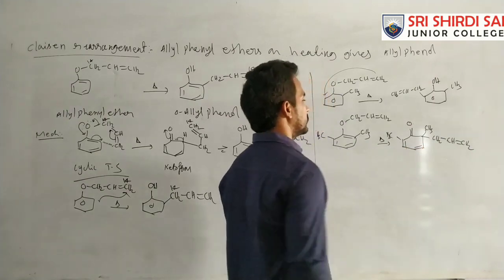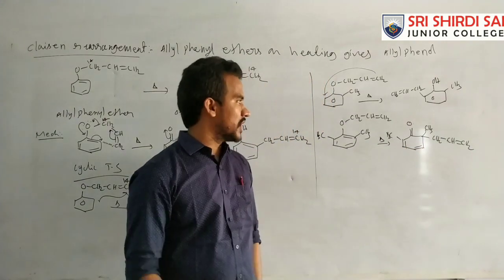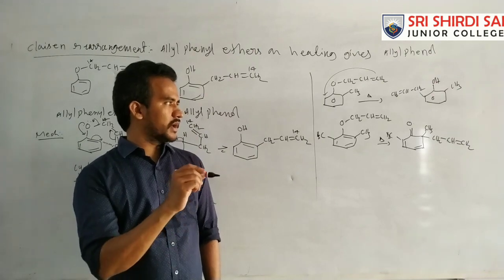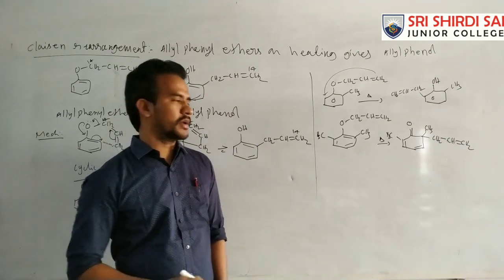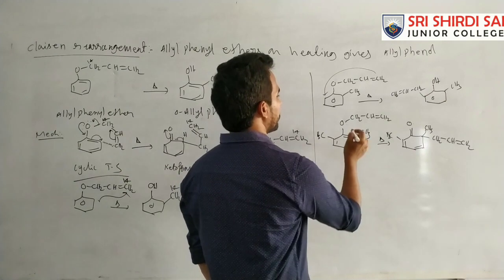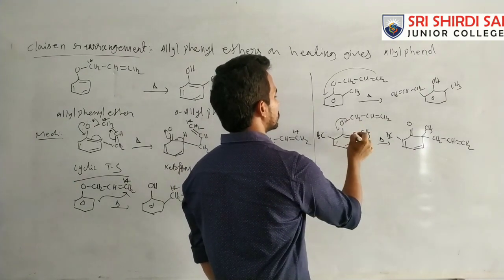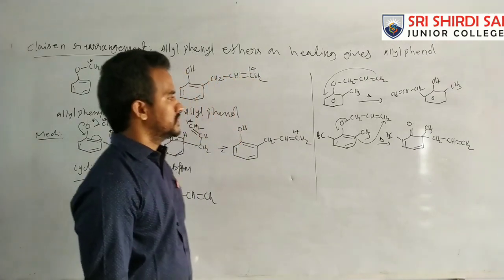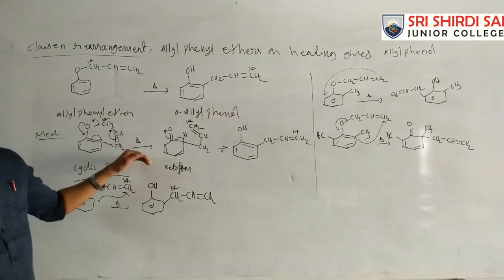The pi bond. Here that allyl group is transferred to the ortho carbon. In this case, by the breaking of this bond, this carbon forms a bond with this carbon. So that is just based on this mechanism.